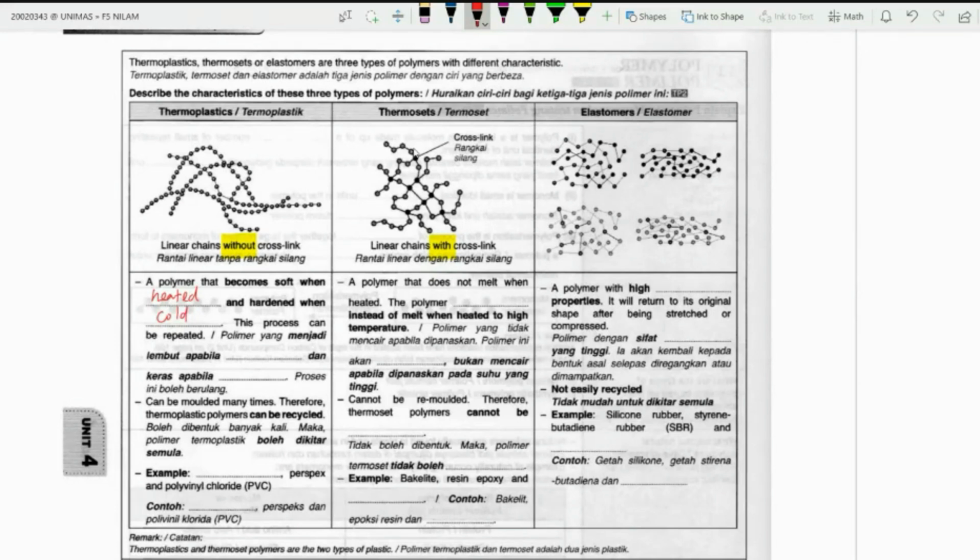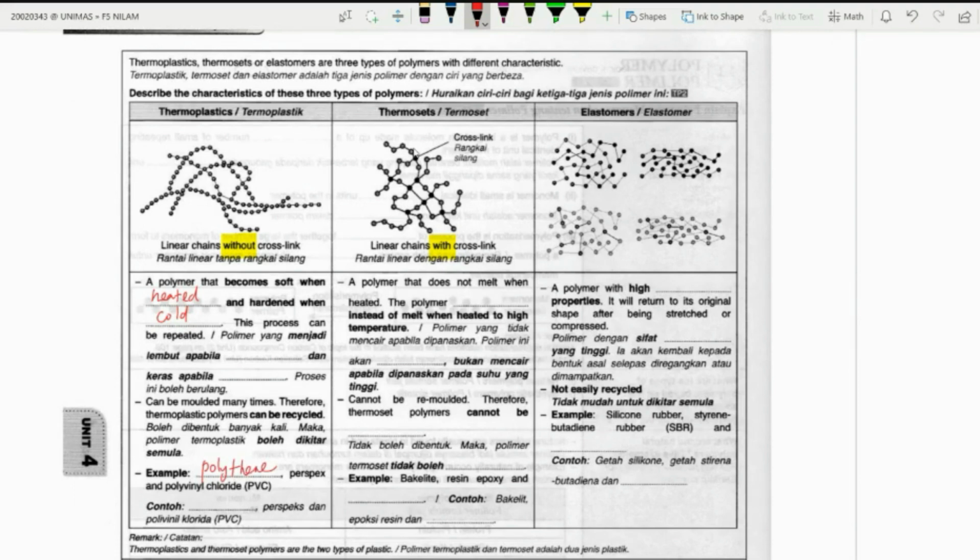So it can be recycled many times. Therefore, thermoplastic polymers can be recycled many times. Examples are Perspex and PVC. What else? Polythene. Polythene also can. Another example.